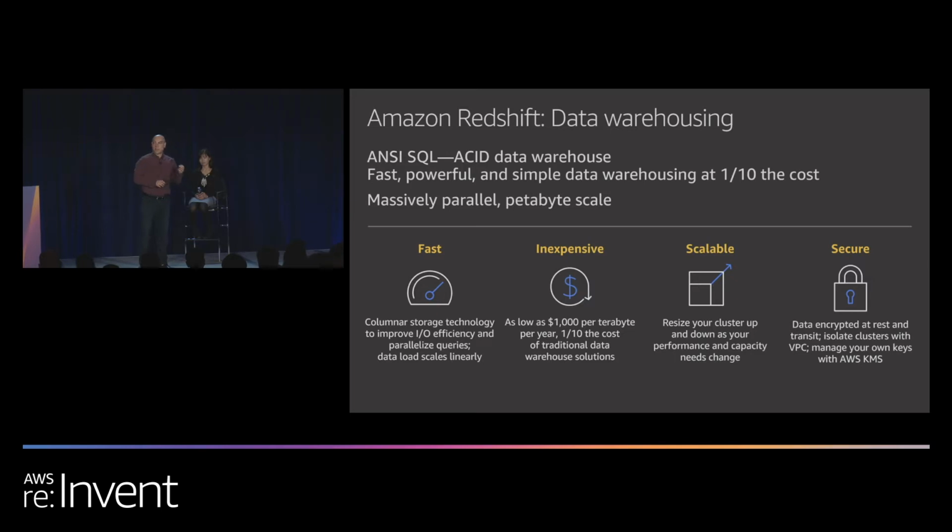Security is always number one at AWS. Redshift is a secure data warehouse, so if you have workloads that require security, it has PCI, FedRAMP, HIPAA, those sorts of certifications, so it can handle your secure workloads.